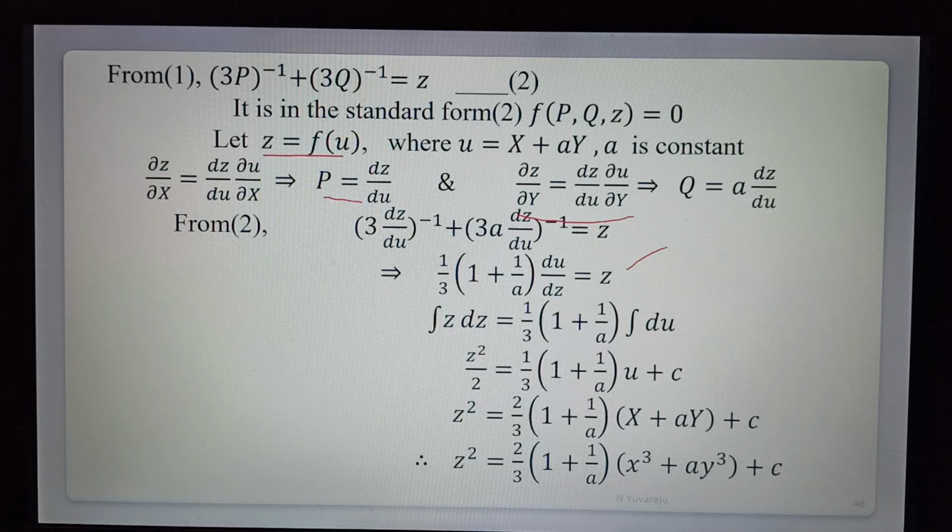So this is the required general solution of the given partial differential equation when converted to the standard form. Okay, now this is type 1. See the next example.